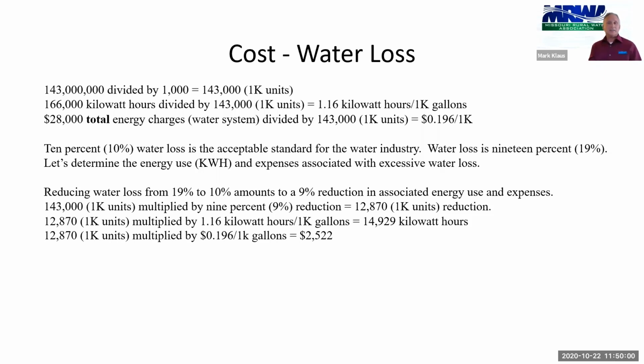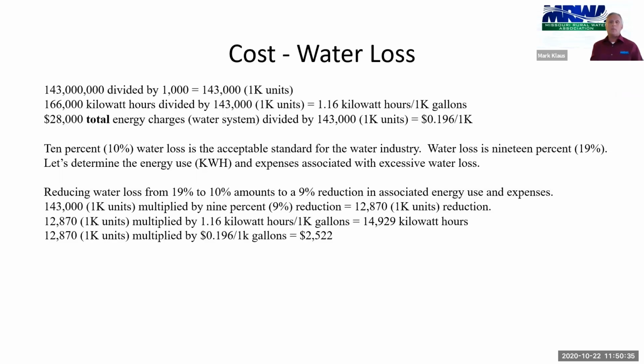Let's just say we have a 19% water loss. Let's determine the energy use and expenses associated with excessive water loss. So basically, we're going to go from 19% down to 10%. That's a 9% reduction. So remember, we had that 143 million divided to get us down to 143,000 1K units. We multiply that by 9%. It gives us 12,870 of those 1K units that we're going to reduce.